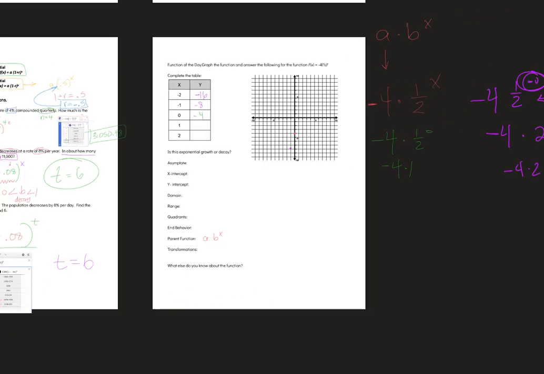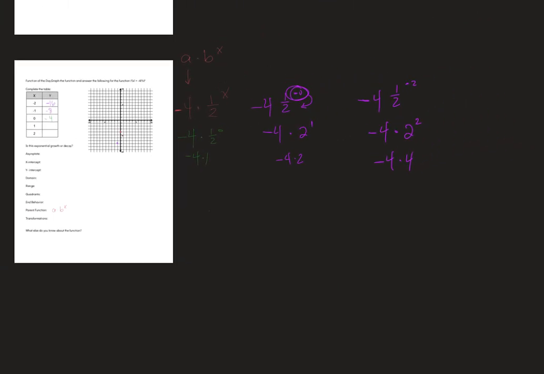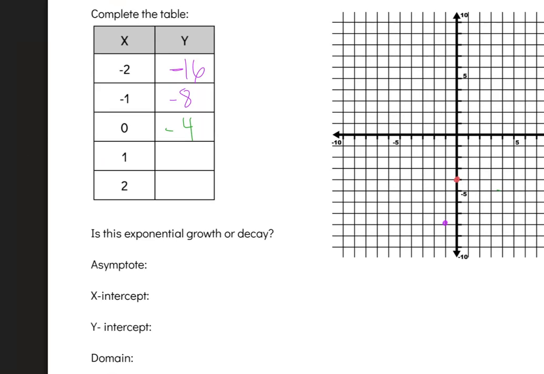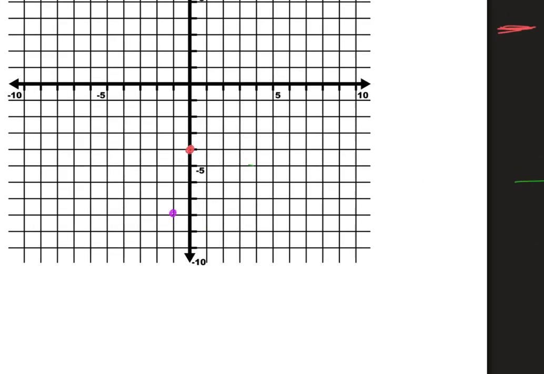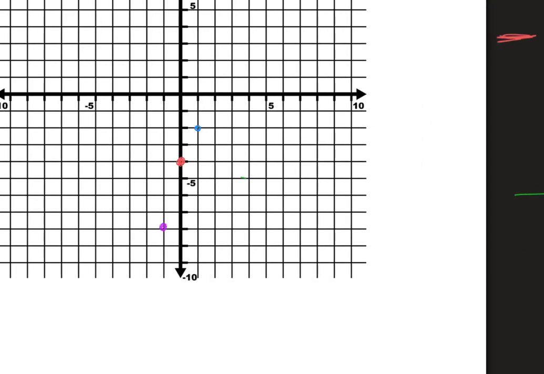Let's plug in x is 1 now. So when x is 1, we get negative 4 times 1/2 to the first power. Hey, we don't have an exponent, so we don't have to flip it now. It's negative 4 times 1/2, which is negative 2. Negative 2. 1, negative 2.